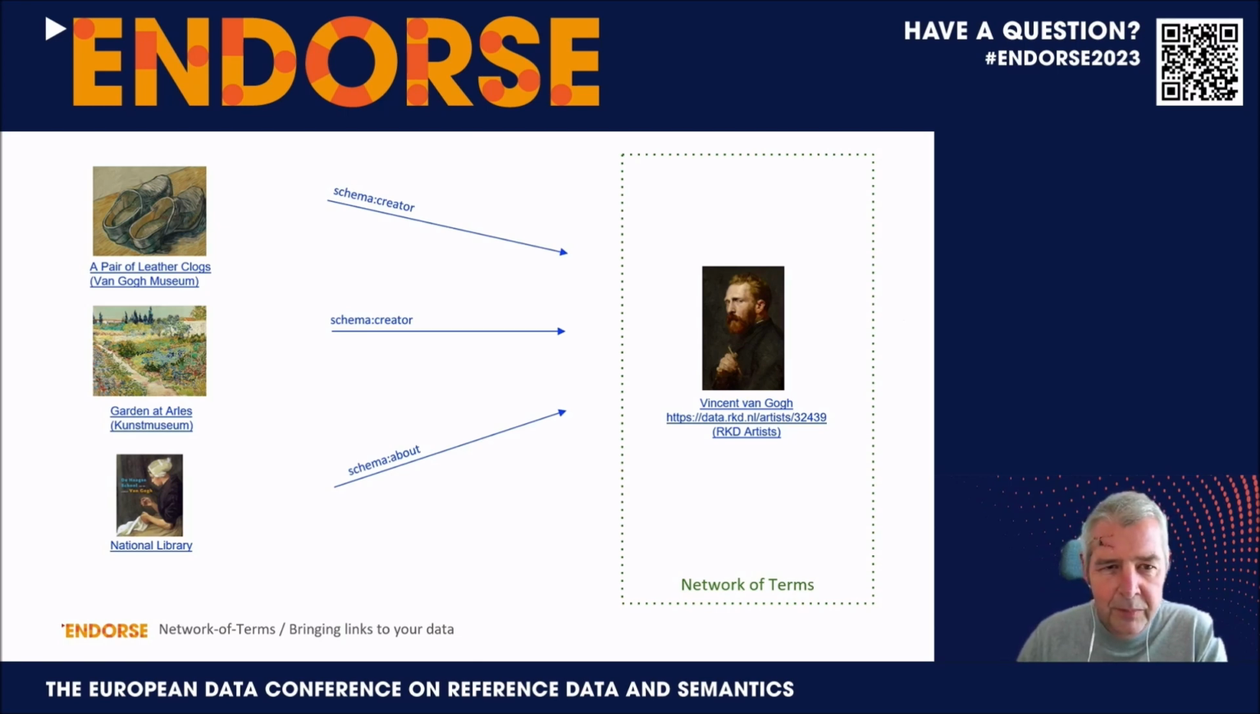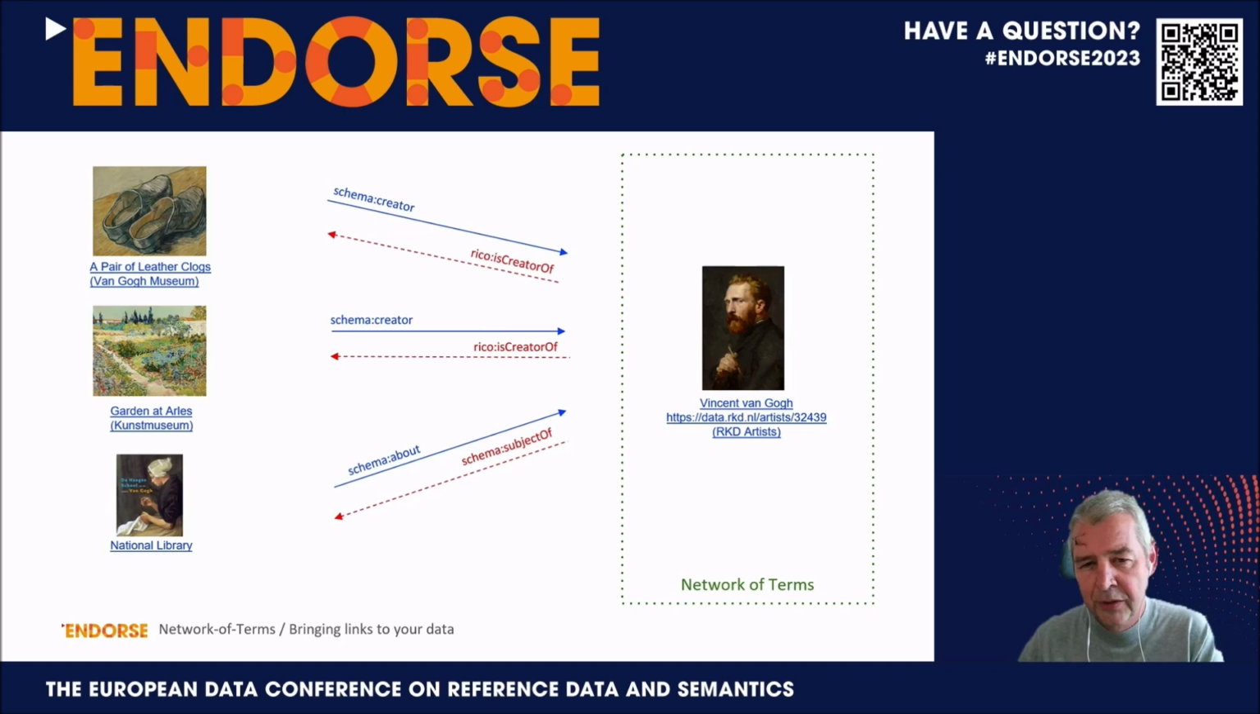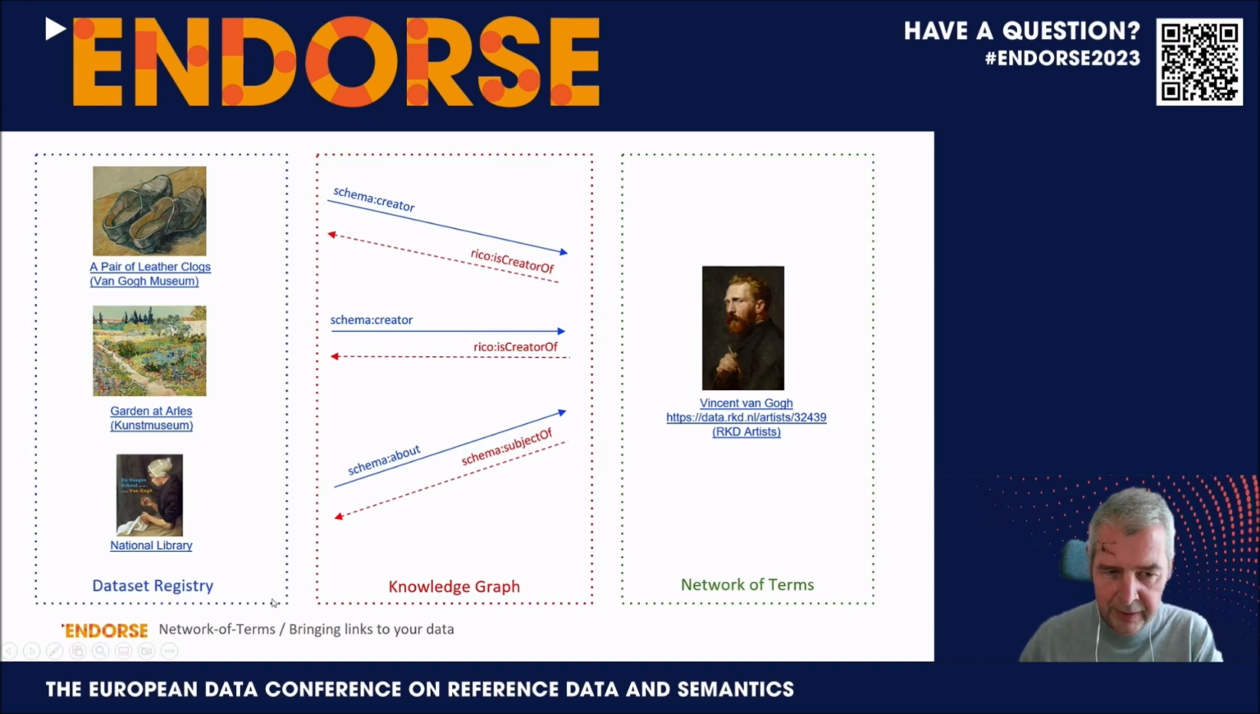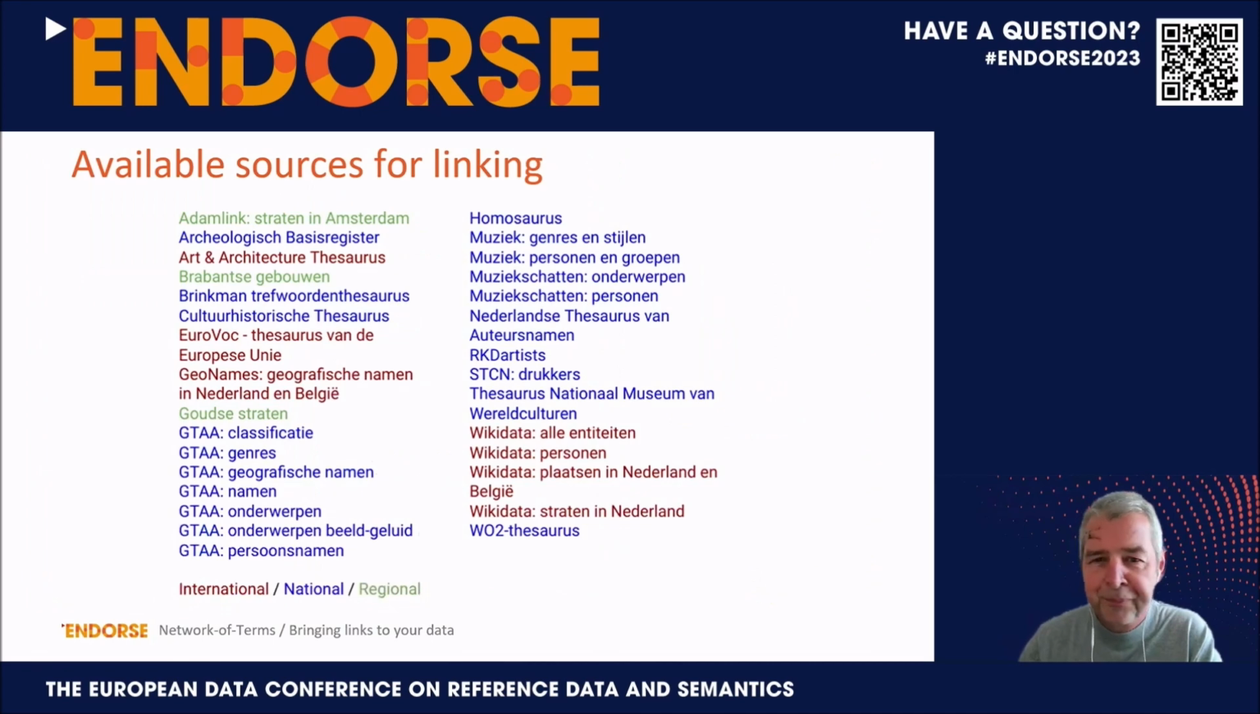The network of terms is a tool that provides access to all the different terminologies that are relevant for making the links. And with using these links, we can build knowledge graph services. And of course, in order to do so in a networking approach, and we saw it already before, it's really important that you also have a data registry. And this is basically the overview of the program we're doing for the Dutch Digital Heritage Institutions.